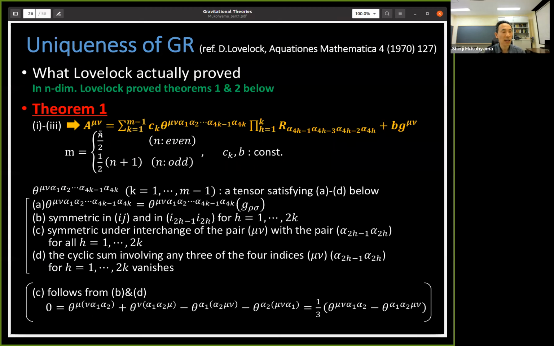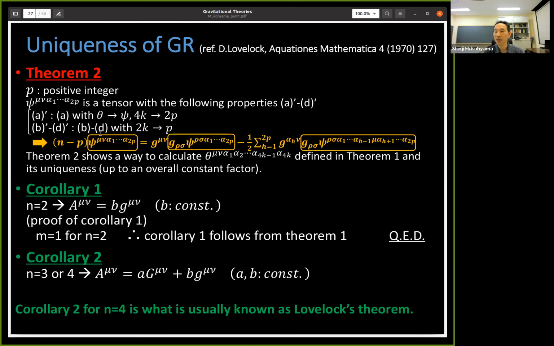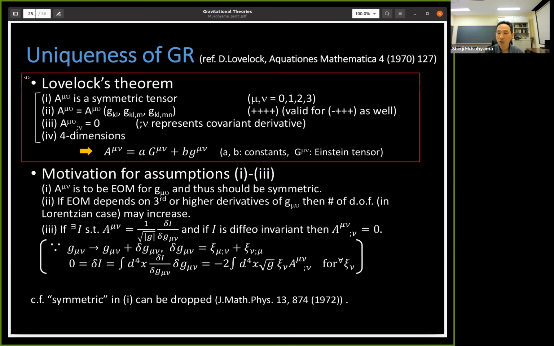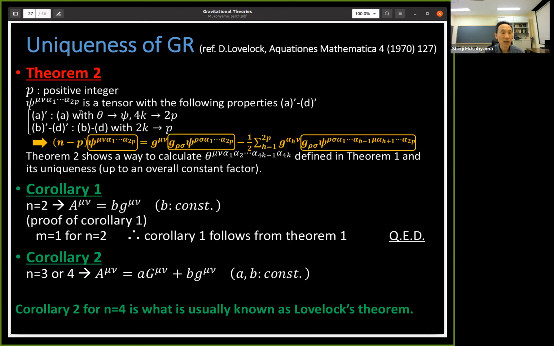So this is what Lavrov actually proved. As a corollary, we can derive what is usually known as Lavrov theorem. That is what I want to explain. Instead of explaining the proof of the theorems, it's actually fun to try to understand the proof of the theorem yourself, but I won't go into the details of the proof.